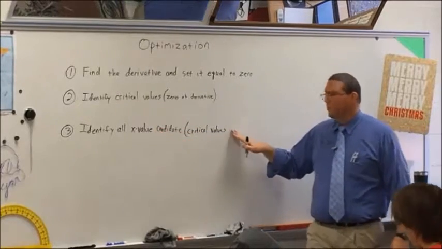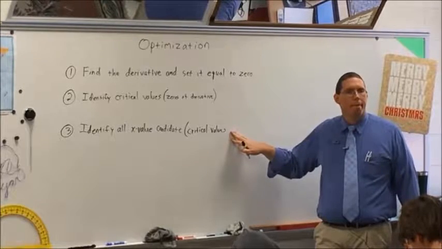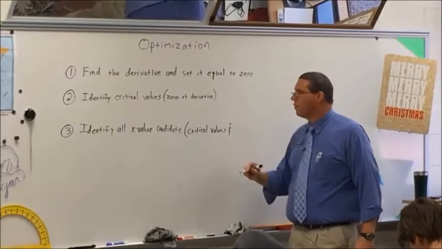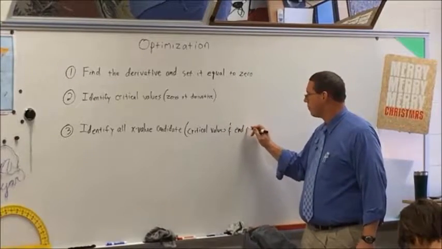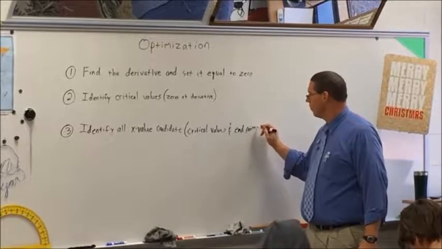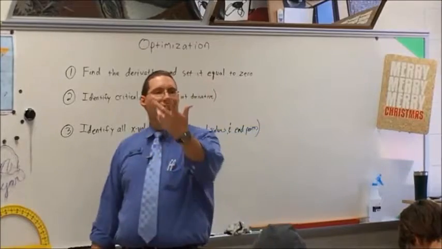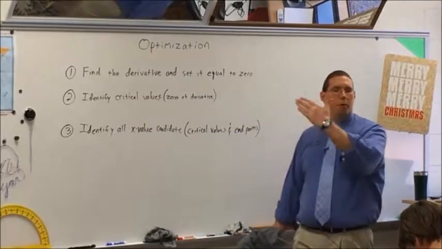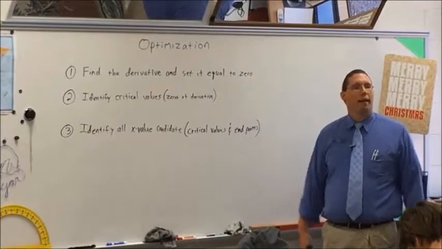And now, does anybody remember what I said? Where else can the maximum and minimum occur? At the endpoint. So all of the candidates are the critical values and the endpoints. That's it? Yeah, that's it. Those are all your candidates. So I usually start with my left endpoint, then I write down all my critical values, then I put my right endpoint. And then now I have all of my candidates.